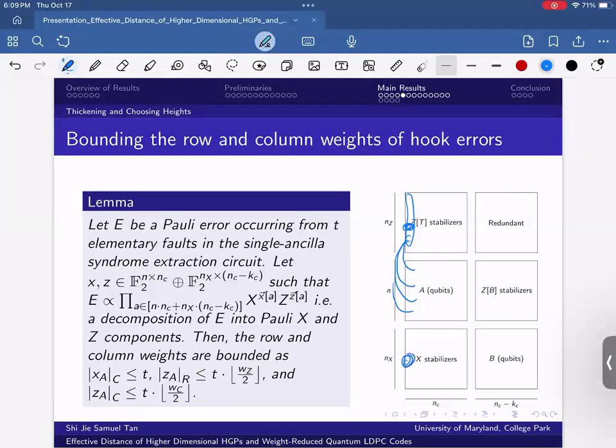An X error here, let's say there's an error in its ancilla qubit. Even if you use a single ancilla on it, if you have an error, it acts on at most 1 column, but perhaps a row; the number of rows that it affects scales according to the weight of the X stabilizer generator. And obviously there are also the columns over here and the rows over here, with the same kind of argument.